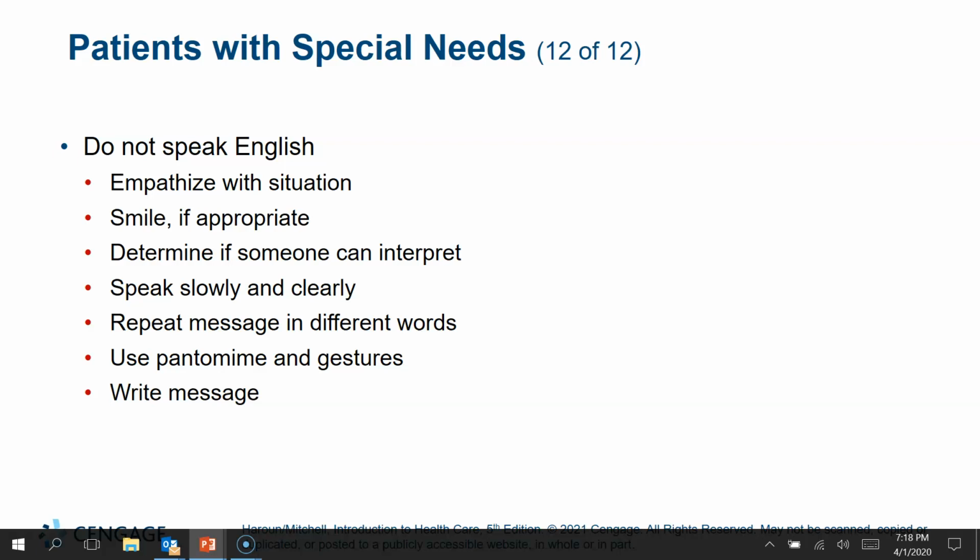We are required by law to have that interpreter there for the patient. It is not the patient's responsibility. It is ours. Okay? We can use pictures if necessary. We can write a message, but if they don't speak English, I'm not sure how good they're going to be at writing as well.